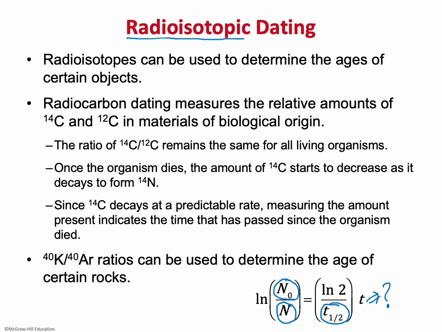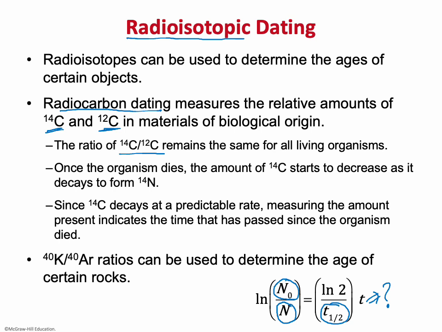So for this, in any sample that we want to know the age of, we just need to find a radioactive substance that can be used. There's one very common approach, which is radiocarbon dating. In this case, we measure the relative amount of carbon 14 and carbon 12 present in the sample. Every living organism has a mix of carbon 14 and carbon 12, and this ratio of 14 to 12 is the same for all living organisms as long as they are alive.